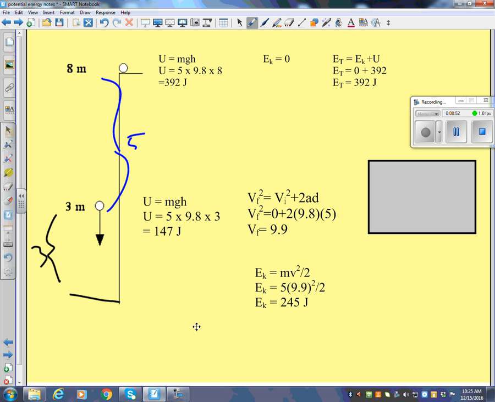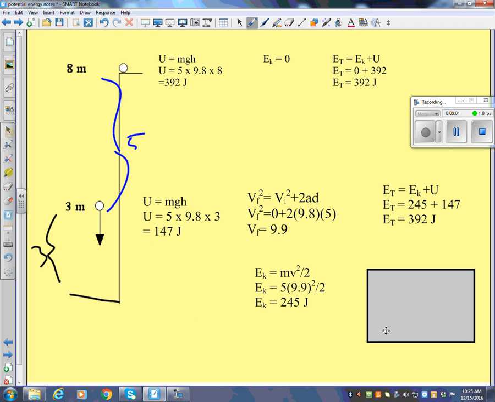Has energy been conserved? How do you know? Because if you take this one plus that one, you should get 392. Now, is it going to be perfect? There's a good chance there could be some rounding here, so you might be off by maybe a half a joule or a full joule, depending on how you round. But for the most part, energy should be conserved.